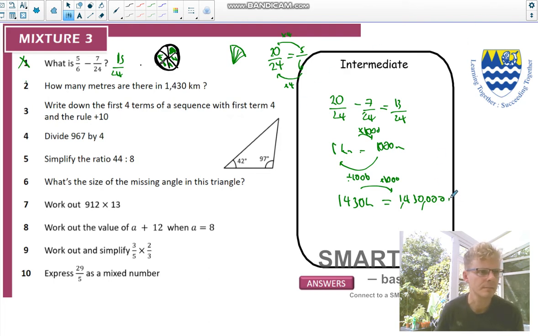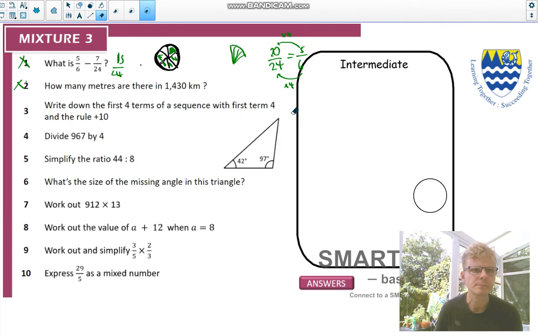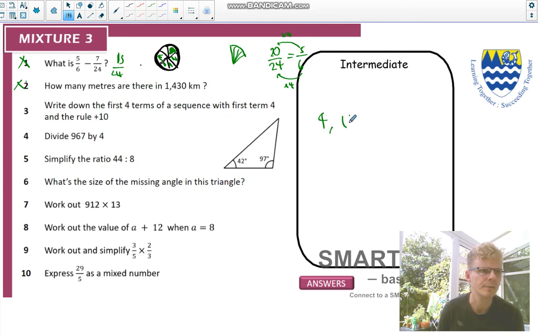Okay, right. So write down the first 4 terms of a sequence that has a first term of 4 and a rule plus 10. And when we say a rule with a sequence, we mean between 2 consecutive terms. Okay, so I start with the number 4. Here we go. And I'm just going to add 10, and I want the first 4. So that's 4, add 10 is 14, add 10 is 24, add 10 is 34. And there we go, there's our first 4 terms of our sequence. Nice easy question, that one there.